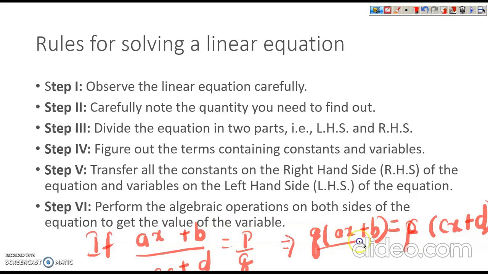Did you understand how I get this? I get this by cross multiplying. If I cross multiply here with q and here with p, I will get this, which means they are equal. I hope you understand this. This process is called cross multiplication.